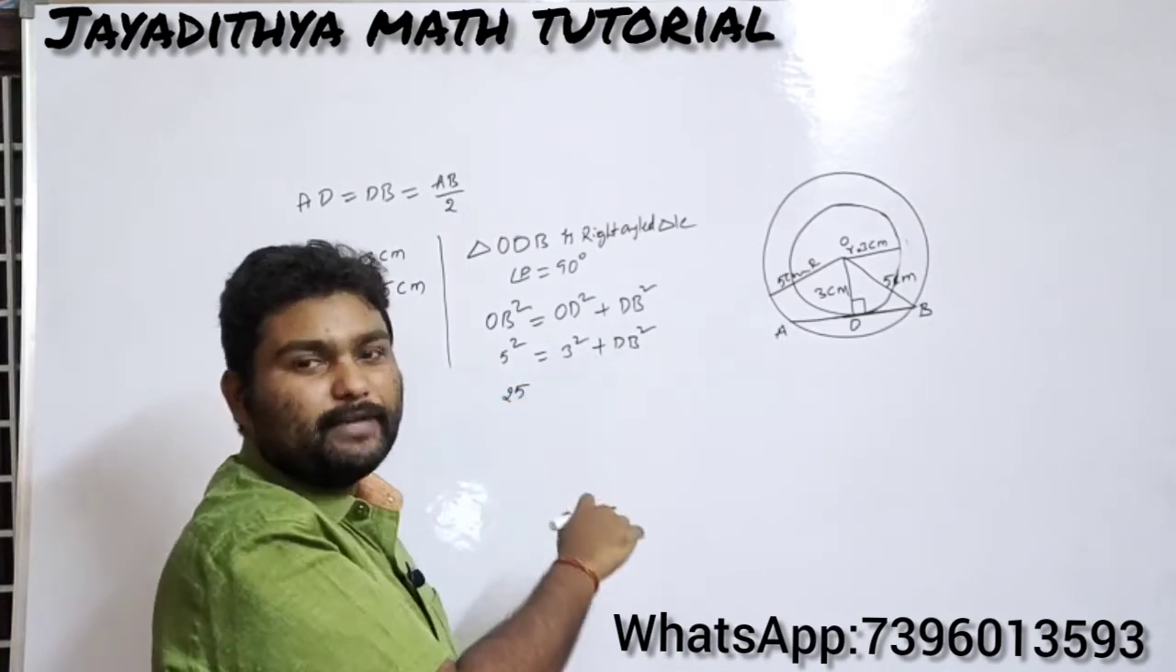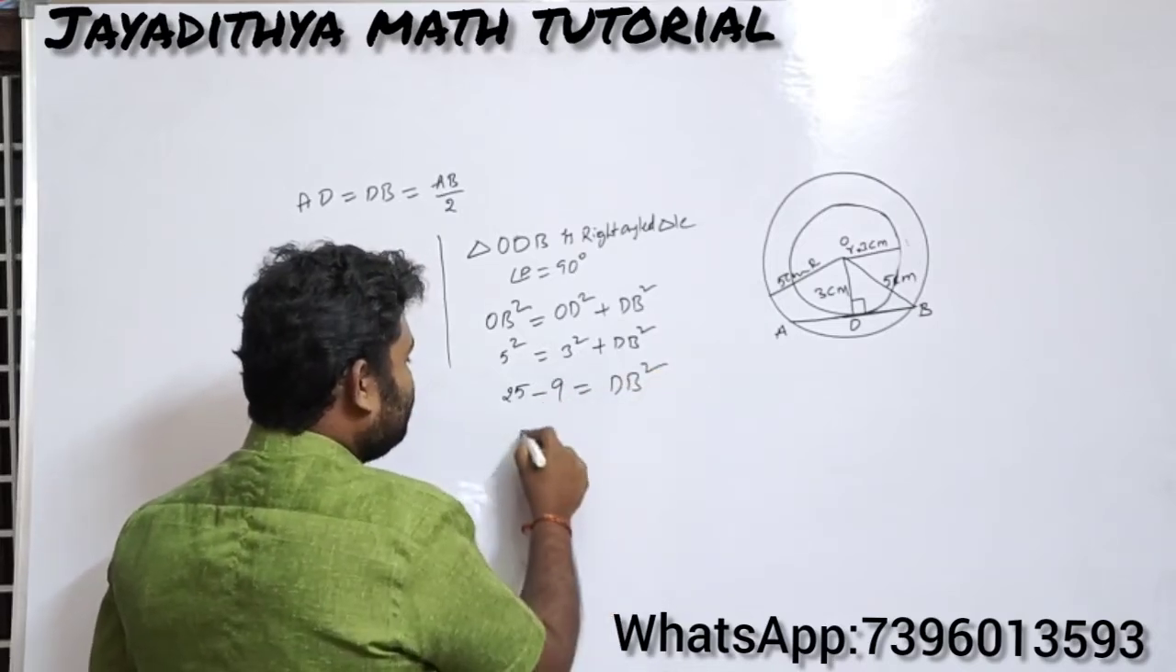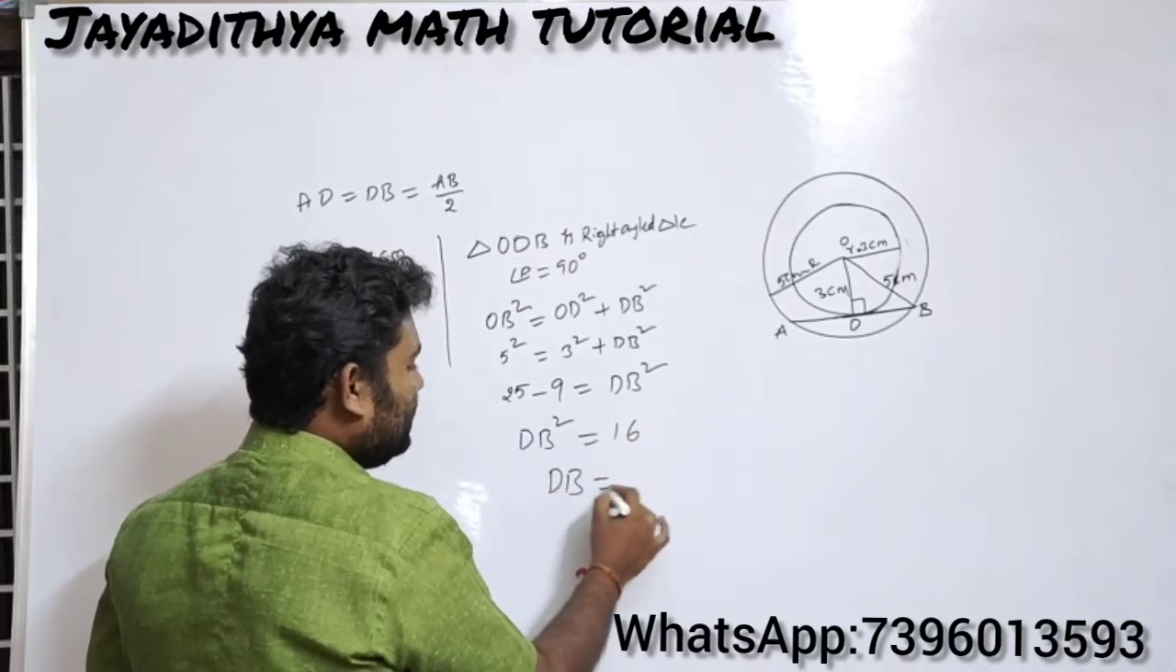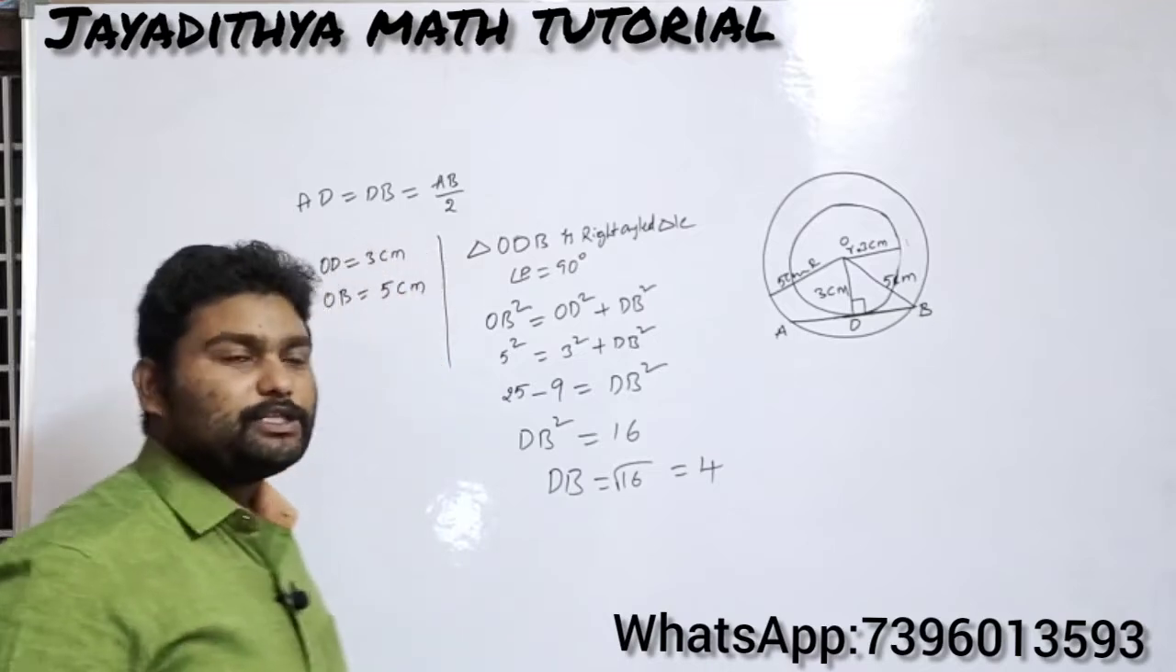If 3 square comes to the left hand side, it will be minus 9, which is equal to DB square. So you can write DB square is equal to 16, and DB is equal to root over 16, which is equal to how much? 4. DB is equal to 4 now.